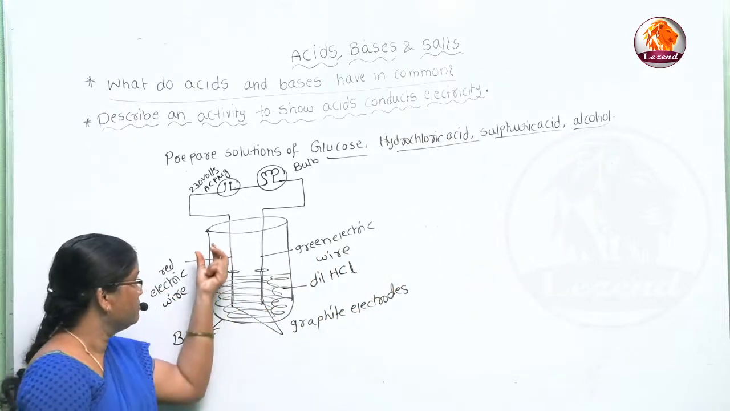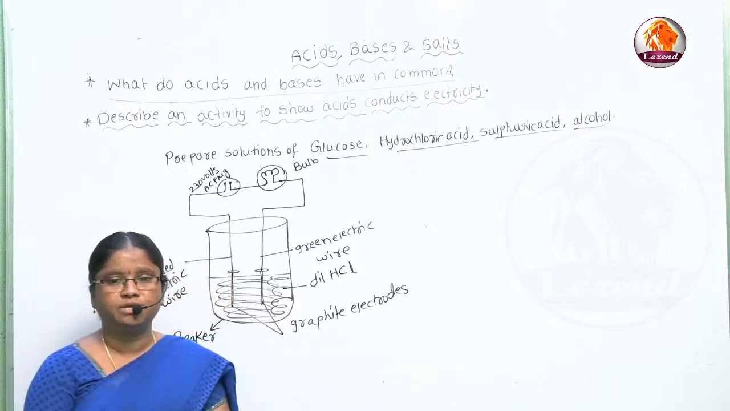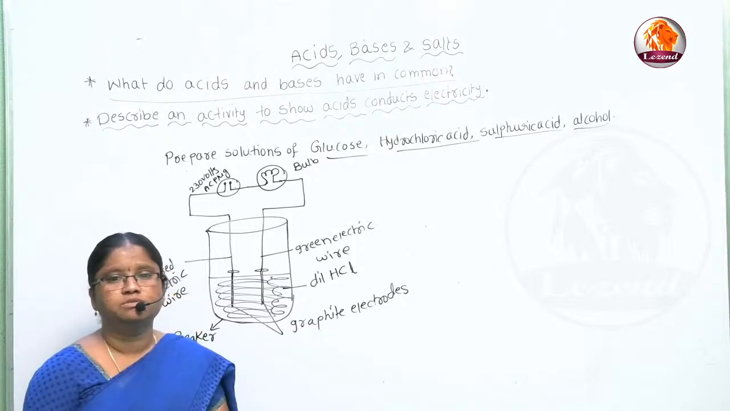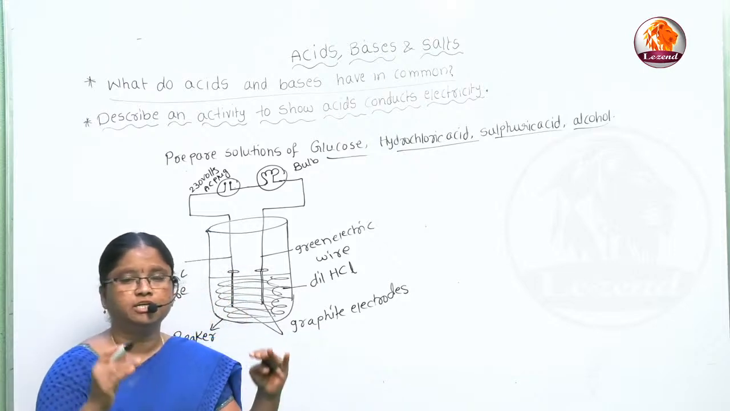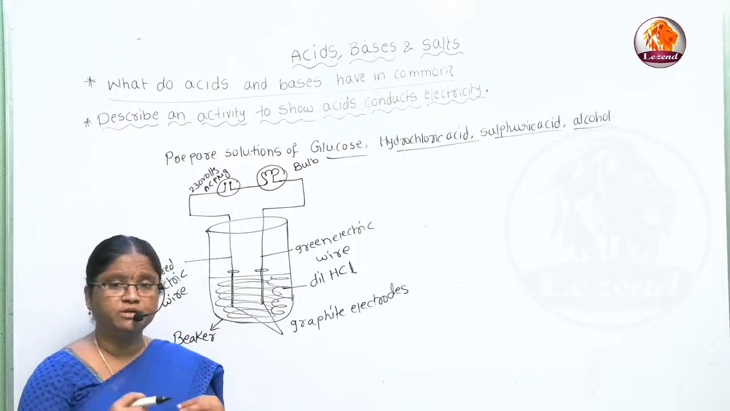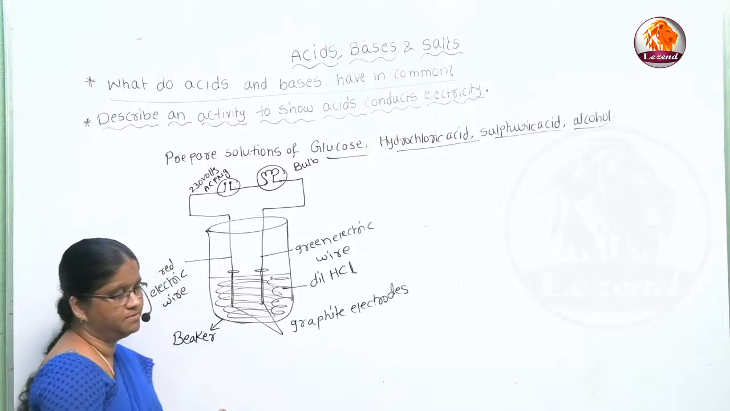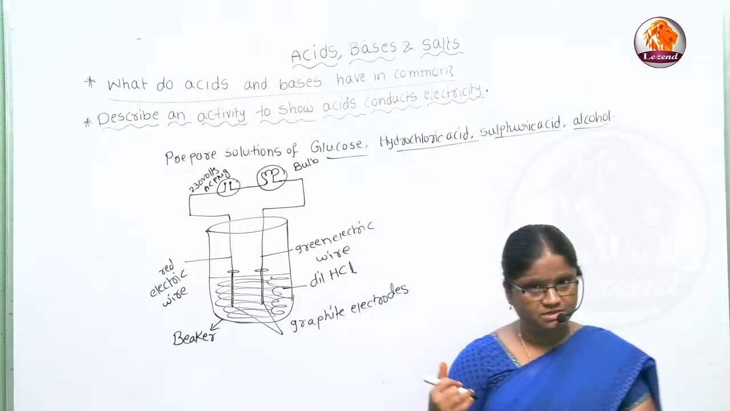Okay, so now we have to take two different colored electric wires, connect the two electric wires with two graphite rods, and also connect one electric wire with 230 volts of AC plug, another electric wire connect with the bulb, and complete the circuit. Now pour the dilute hydrochloric acid solution in a beaker and switch on the plug. Okay, switch on the plug and observe what happens in this circuit.